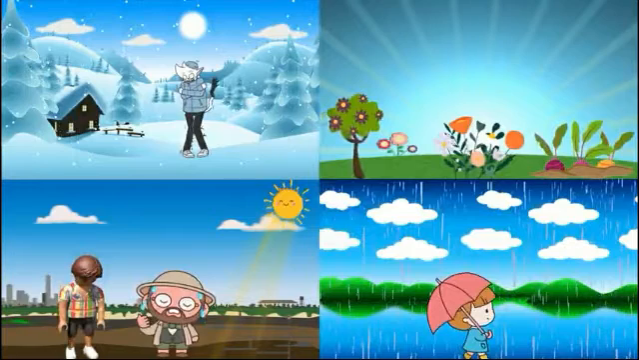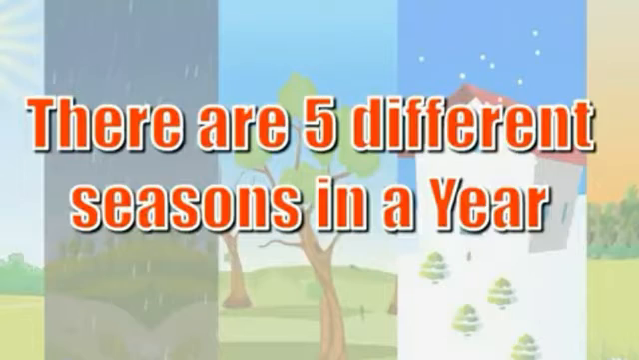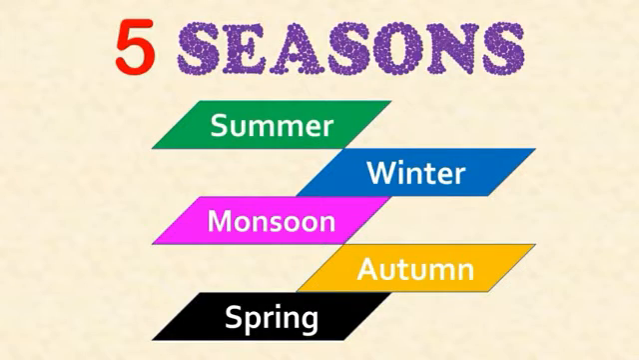Weather changes every day. But what if weather condition remains same for many days? When the weather remains similar for many days, it is called a season. Scholars, there are 5 seasons in a year, namely spring, summer, rainy, autumn, and winter. So today in this chapter we'll discuss about the 5 main seasons in a year.